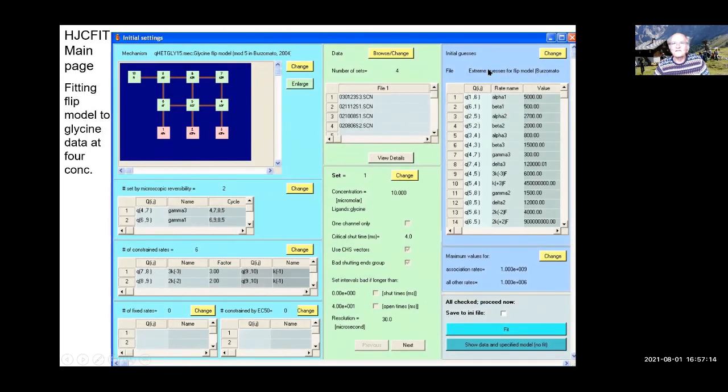The blue panel is for initial guesses. It shows the initial guess for the fit for each of the rate constants, Q16, that's alpha 1, for example. You can give each of the rate constants a text name, and an initial guess for its value. Maximum values for association rate constants are set at 10 to the 9 in this case, because anything bigger than that you are unlikely to be able to estimate. And in any case, rate constants bigger than 10 to the 9 are not really possible, except for protons at least.